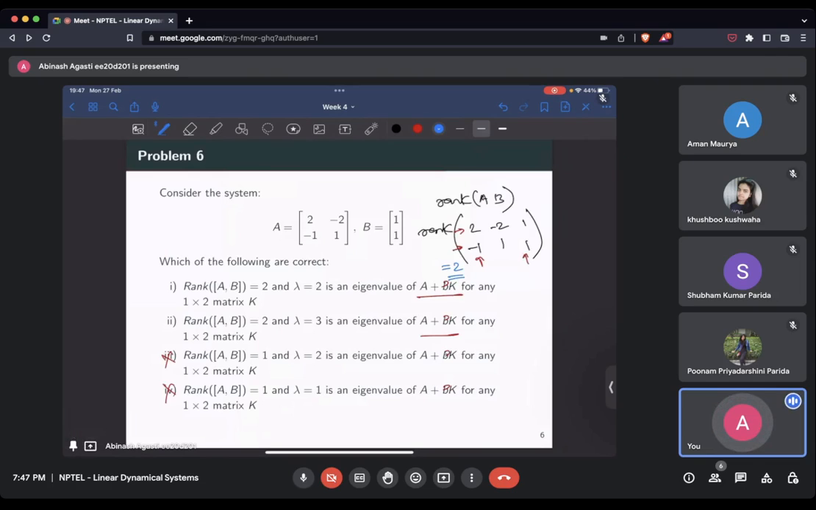Rank we found out as equal to 2 for A and B. Now we see that lambda equal to 3 is an eigenvalue of A plus BK for any general 1 cross 2 matrix K. Right. So that is how we find this. Well, obviously from an exam point of view, you can just pick any particular K, let's say 1, 1 or something like that, and find out the eigenvalue of this A plus BK matrix. Correct.